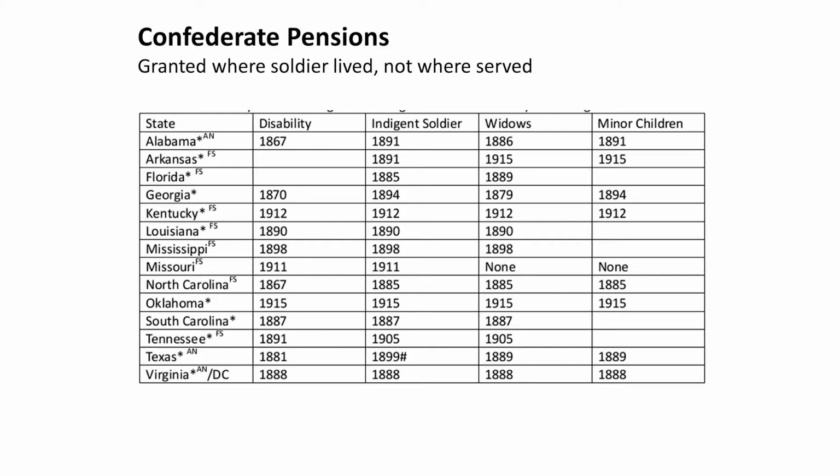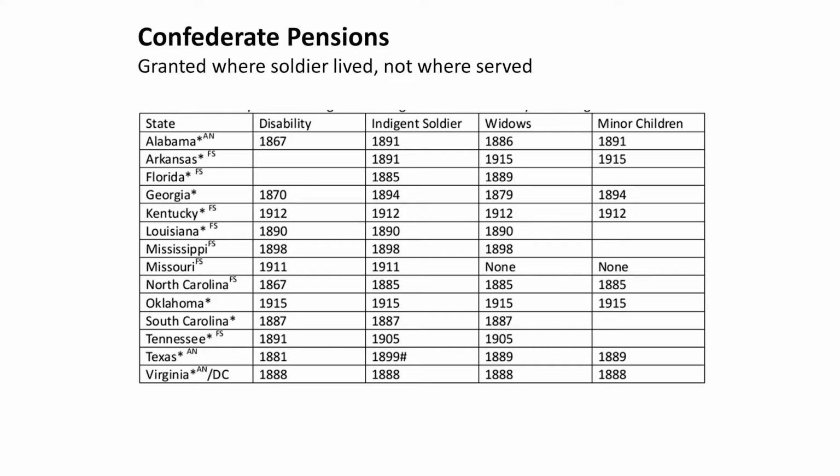And so in your handout, just like here, I've given you a schedule on when they started the various pensions by state and the type of pensions that were granted. For example, Alabama started a disability pension in '67, right after the war. So a soldier who was disabled could apply for a pension in Alabama. Notice though, scroll down to Kentucky. They didn't start disability pensions till 1912, okay?